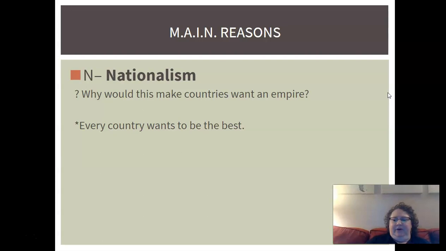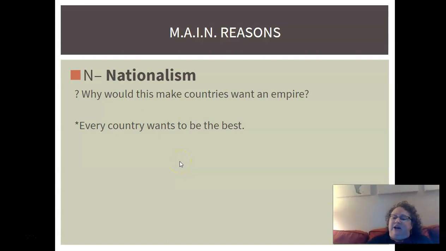So the end, we're going to see the main causes of World War I in a few weeks. And the end is always going to be the same. It's nationalism. And remember that nationalism, not only does it mean that people of a common culture and language should be together, but it's also that pride in your country. And so nationalism makes countries want an empire because every country wants to be the best. And they're all fighting and competing for whatever resources are available.